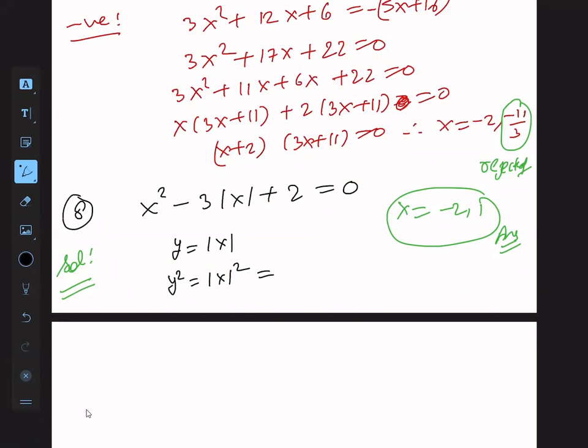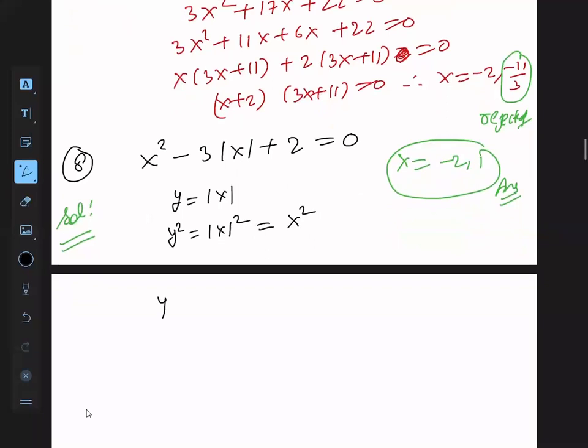So either mod x is x or mod x is equal to minus x. Square of both the numbers will be x square.